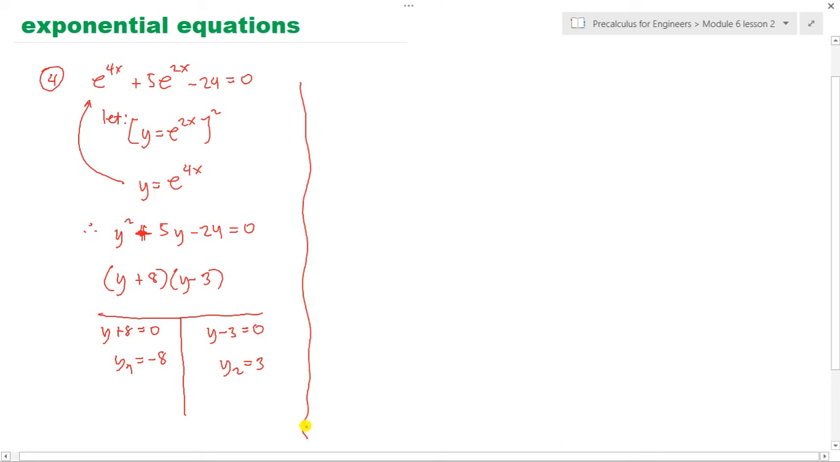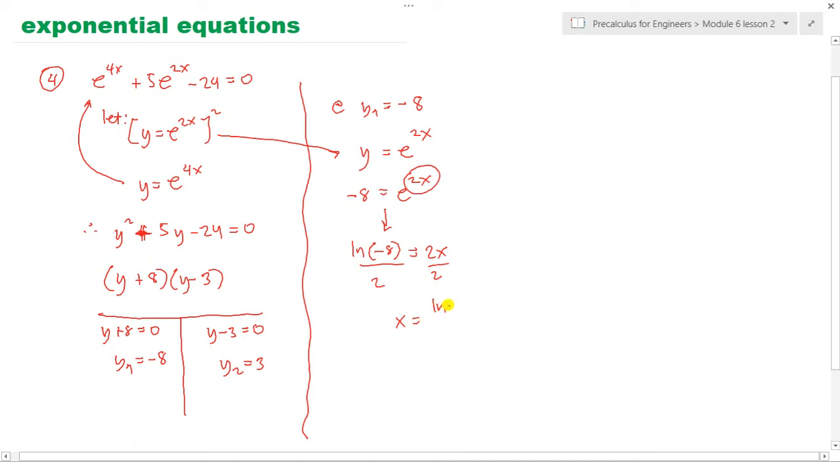Now ato siya i-check sa ato ang gipanglet. So at y sub 1 is equals to negative 8, so we have here sa atong gi-initialize, that is y is equals to e raised to 2x. So that is y is negative 8 is equals to e raised to 2x. Now changing this one into natural logarithmic form, that is the ln of negative 8 is just equal to the exponent, 2x. Divide both sides by 2. X is equals to the natural logarithm of negative 8 divided by 2.